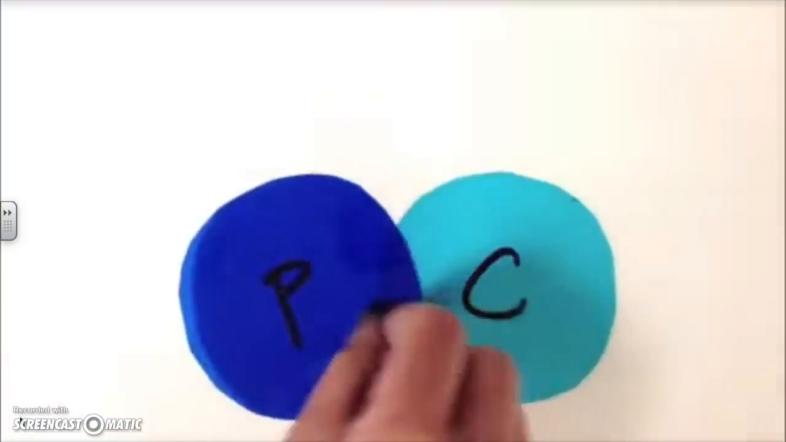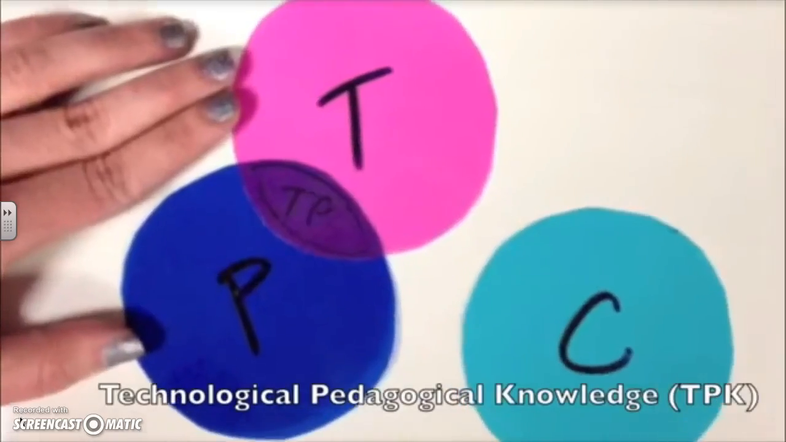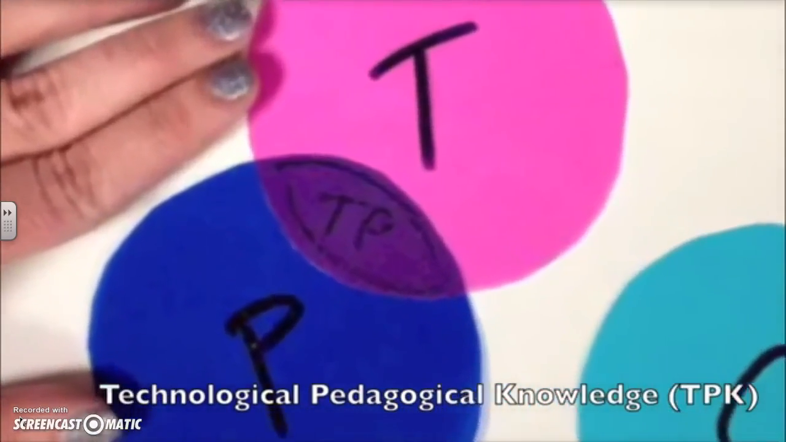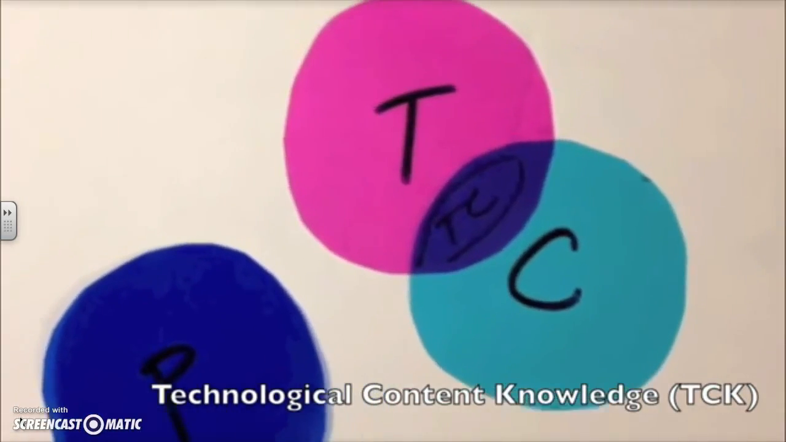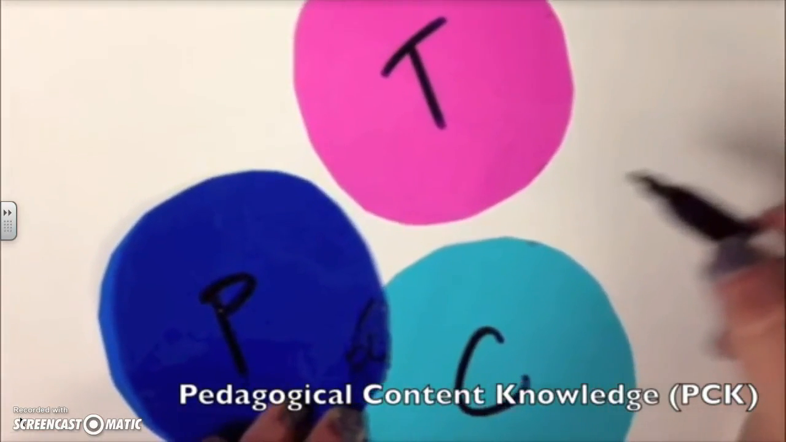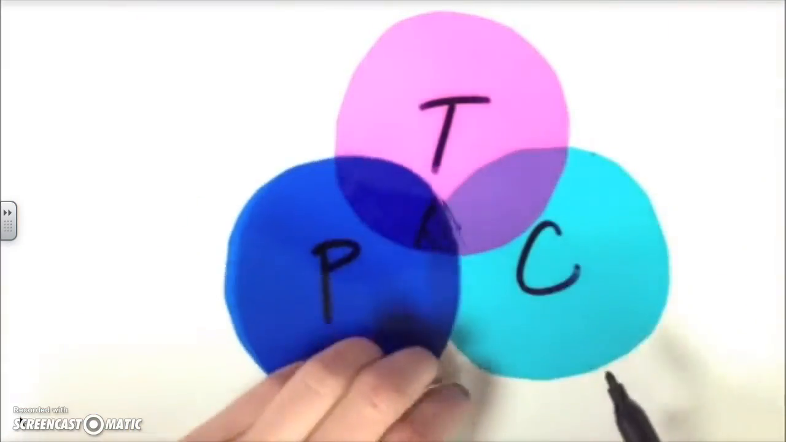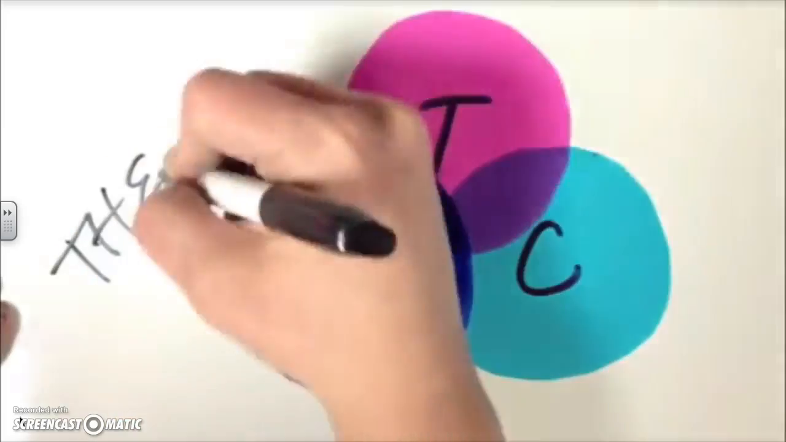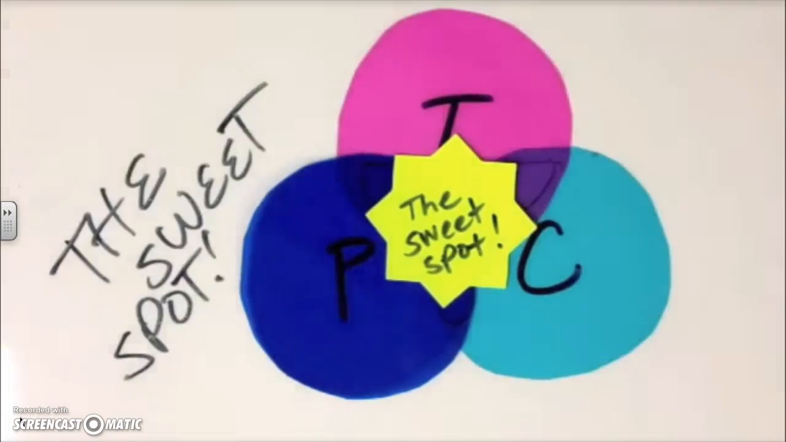As we understand them individually, we can start to see overlaps. Our TP knowledge allows us to understand how we're making the content more accessible. Our TC knowledge allows us to identify the affordances of pairing the appropriate technology to the content. And our PC knowledge allows us to identify the affordances of pairing the appropriate pedagogical strategies with the content. TPAC comes from the overlapping in that center spot, or as we refer to it, the sweet spot, when all three knowledge areas work together.